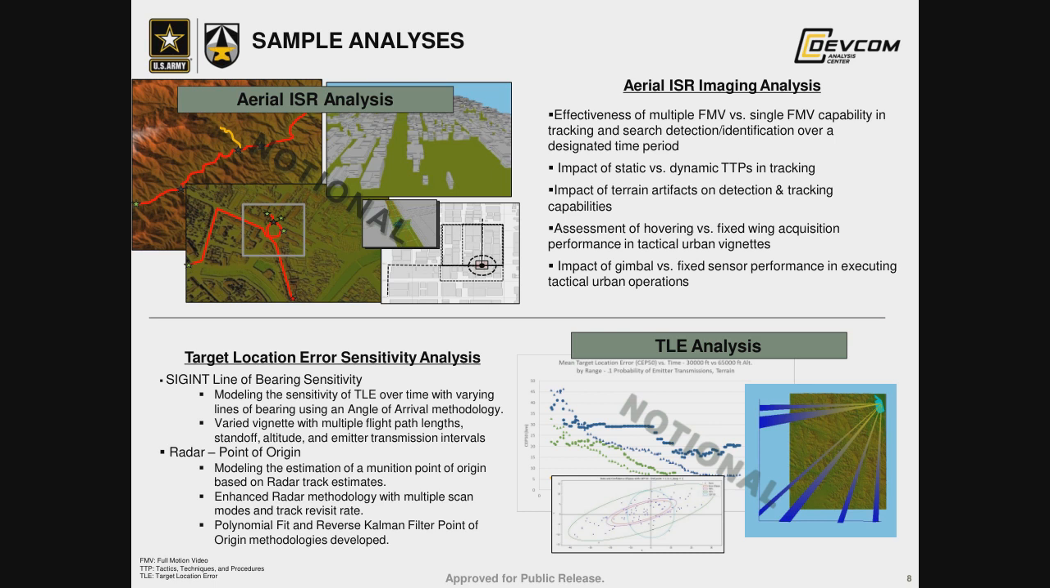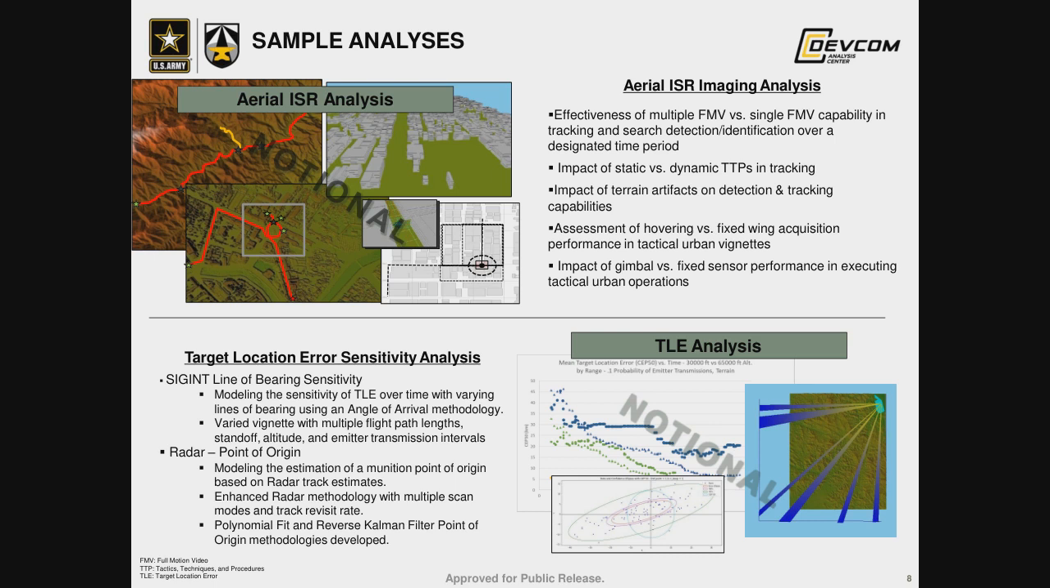That would be the dynamic part. The impact of terrain artifacts on detection and tracking. So that could be things like the actual line of sight of the terrain, or also other environmental factors. So you can play things like fog or rain and how that impacts the sensor performance. Different TTPs for an aircraft would be hovering versus fixed wing, where you have to do loitering, and how does that affect the performance in, say, an urban vignette where you might have line of sight problems if you're not able to get more over top of where something is located.